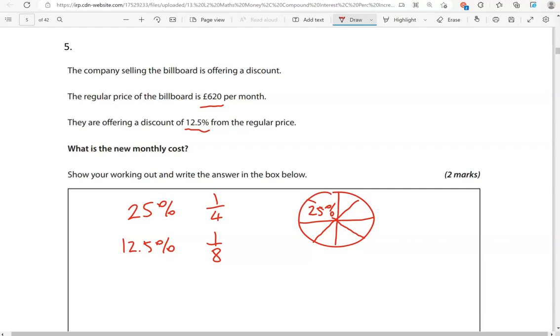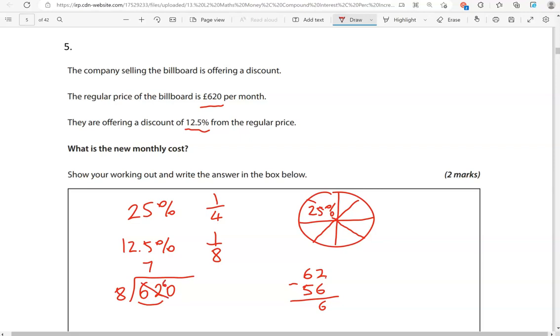So what I can do is 620 divided by 8. So how many 8s would fit into 62? 8 times 8 makes 64. 62 is less than 64, so we're going to go to 8 times 7, which is 56. So if I take away 56 from the 62, I've got 6 remaining. So I'll put that here.